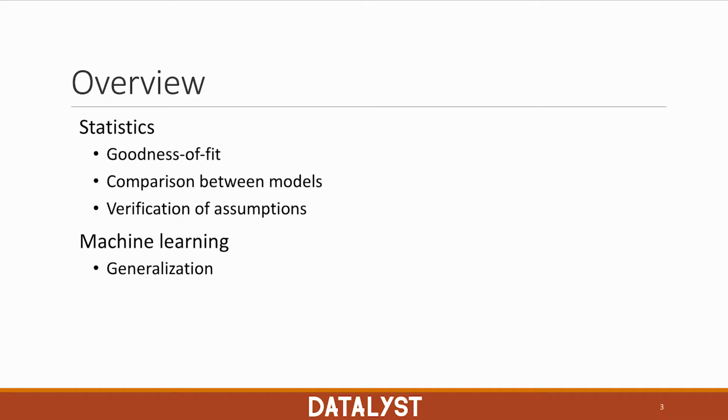In statistics, what we mainly care about is the validation of the model assumptions. We care about testing for the goodness of it, we care about comparing between different models, we care about the goodness of fit, as in how well does the model predict the data. And in machine learning we care mainly about the generalization of the model. That is, how well does a model that has been trained on a set of data perform in the real world when we use it on previously unseen instances? How good are its predictions?